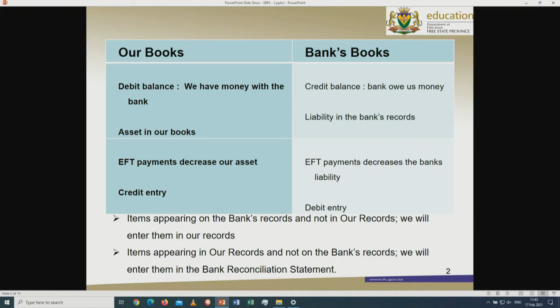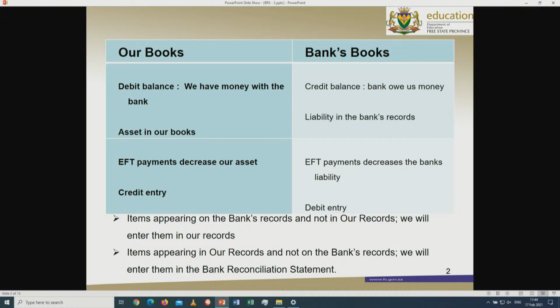Remember, our records are the CRJ and CPJ, and the bank's record is the bank statement. Items appearing on the bank statement and not in the CRJ and the CPJ must be entered in our records, which are the CRJ and the CPJ. Items appearing in our CRJ and our CPJ and not on the bank statement, we will enter in the bank reconciliation statement.